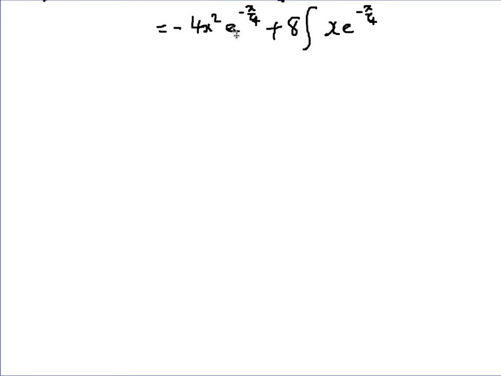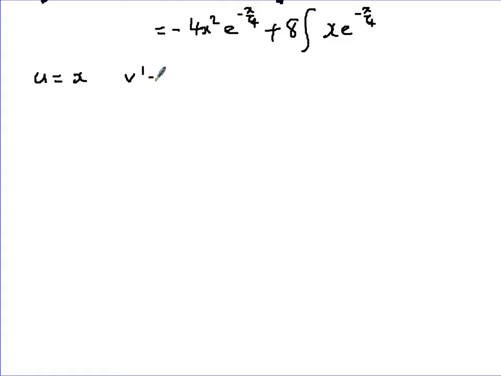Just move that bit off the page, that's the thing I'm interested in. So again, it has said that we'll need to use it twice, so we'll use u is equal to x, v dash is equal to e to the minus x over 4. We've then got that u dash equals 1, v is equal to minus 4e to the minus x over 4.